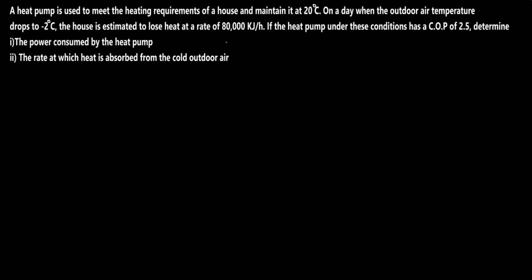For the next problem, a heat pump is used to meet the heating requirements of a house and maintain it at 20 degrees Celsius. On a day when the outdoor air temperature drops to -2 degrees Celsius, the house is estimated to lose heat at a rate of 80,000 kilojoules per hour. If the heat pump under these conditions has a coefficient of performance of 2.5, determine 1. The power consumed by the heat pump, and 2. The rate at which heat is absorbed from the cold outdoor air.